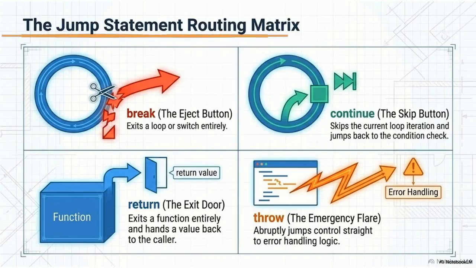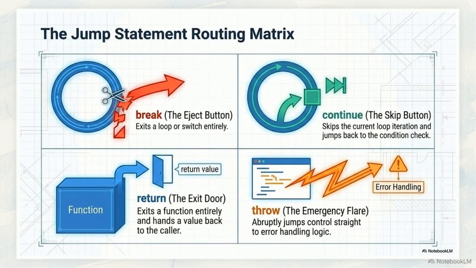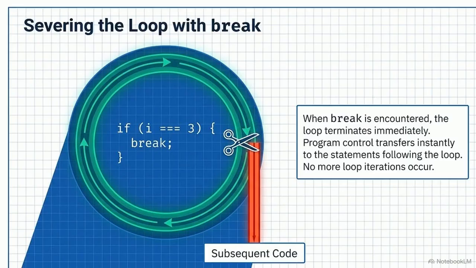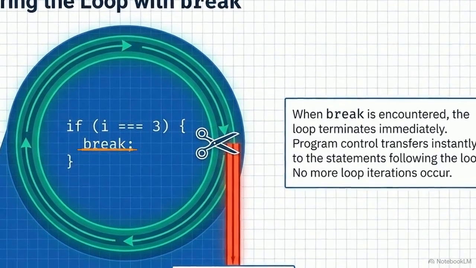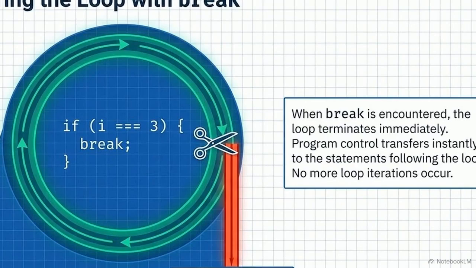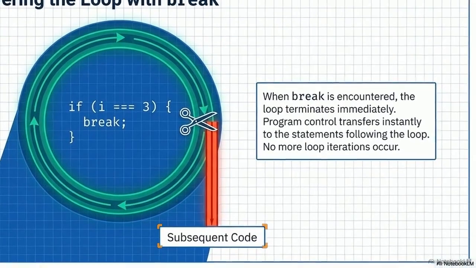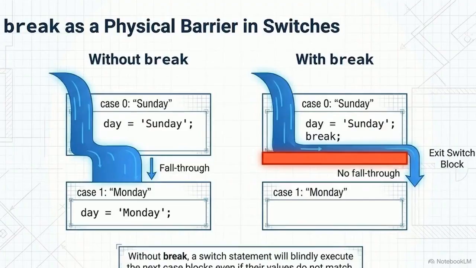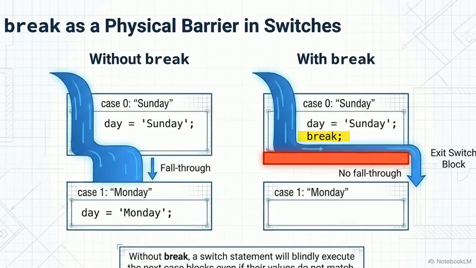To prevent disasters like that, we use jump statements. This map shows the specific exit commands developers use to instantly pull the execution thread out of a dangerous structure. Looking closely at this illustration, you can see how the break command operates. It acts like a pair of scissors, immediately severing the loop and transferring control directly to the normal code waiting underneath.